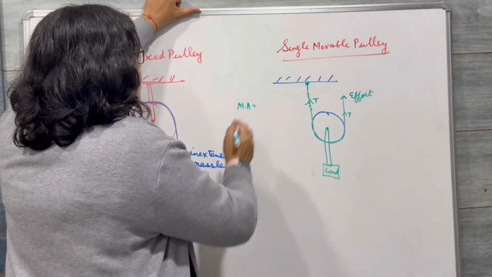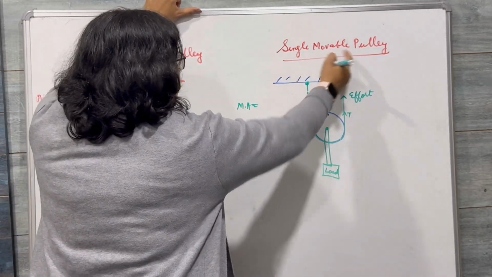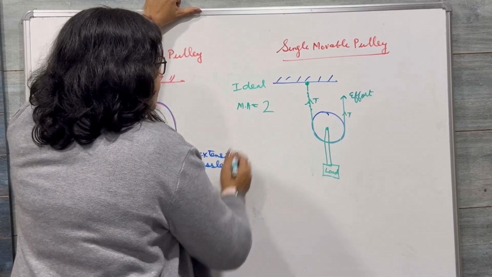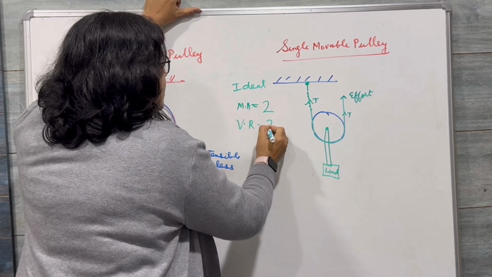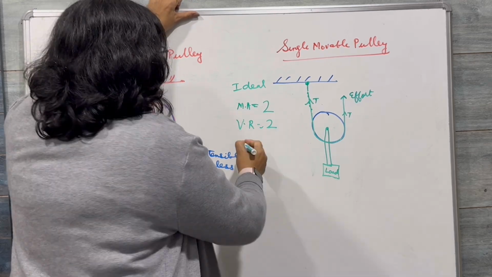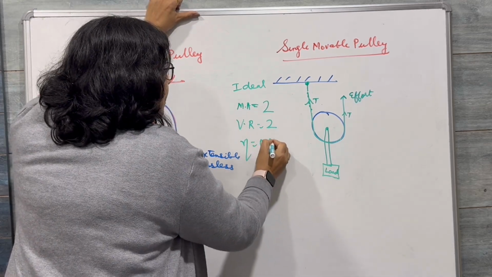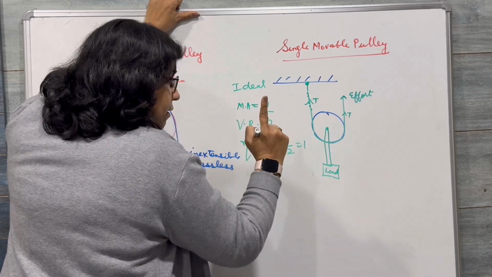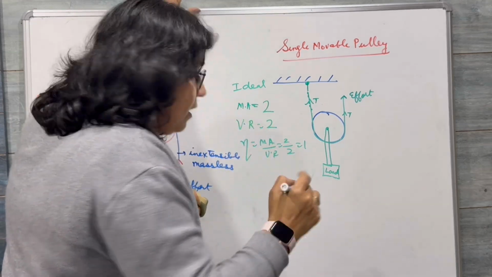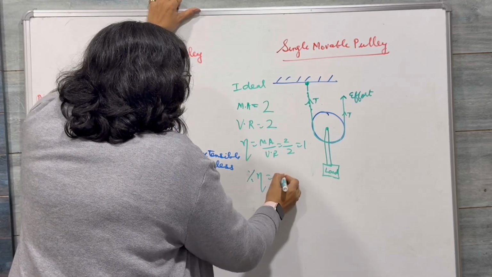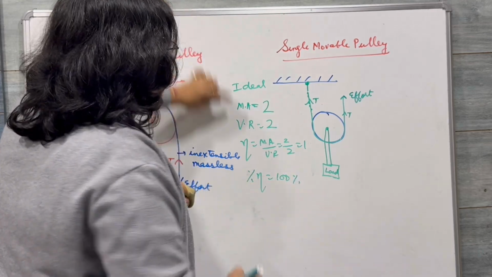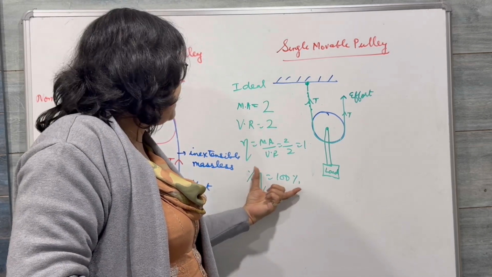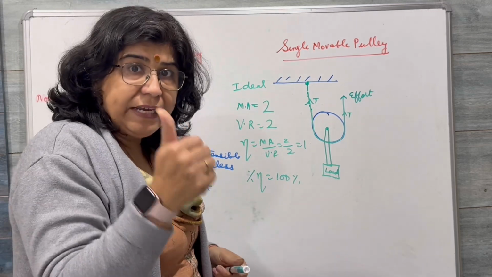But what you should remember, for a single movable pulley, mechanical advantage is 2 for the ideal case. Velocity ratio is 2. Therefore, efficiency is mechanical advantage over velocity ratio, 2 by 2, that is again 1. Efficiency is 1, and percentage efficiency is again 100. How do you get percentage efficiency? It's mechanical advantage over velocity ratio into 100. So percentage efficiency is 100 for the ideal case.